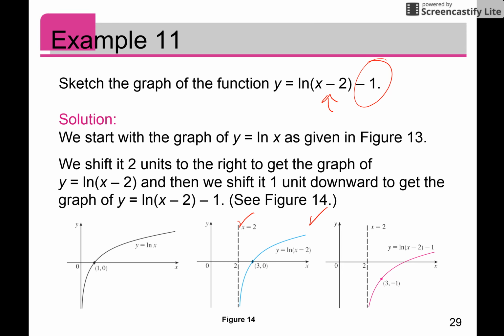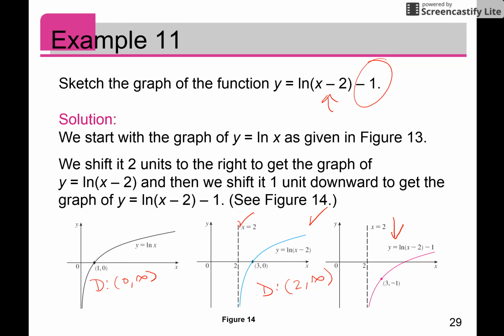And then the minus 1 is outside the function. We learned that moves us down. So instead of passing through the point (1, 0), we're now going to pass through the point (3, negative 1). Now remember that the domain over here on the original graph was 0 to infinity. So if I move it right 2, my domain is now 2 to infinity.